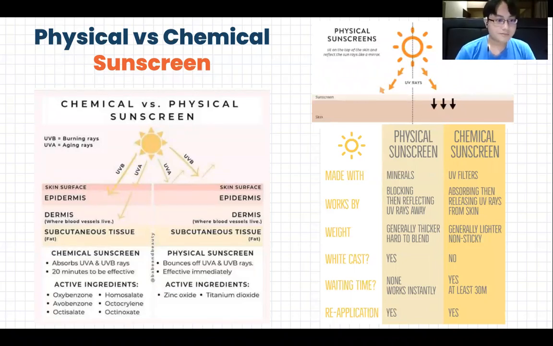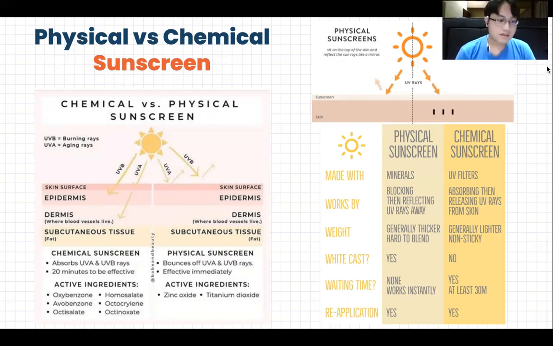Okay, so there are two types of sunscreen, mineral or physical sunscreen and chemical sunscreen. They are both available in the market. So the first one I'm going to talk about is the chemical sunscreen. It absorbs into the skin and then absorbs UV rays, and then converts the rays into heat and releases them from the body. So the active ingredients in chemical sunscreens include avobenzone, octinoxate, and oxybenzone.